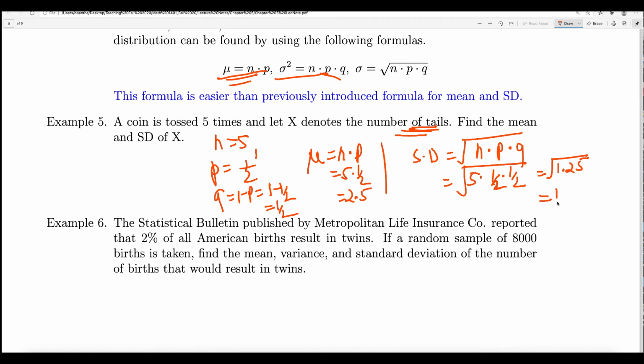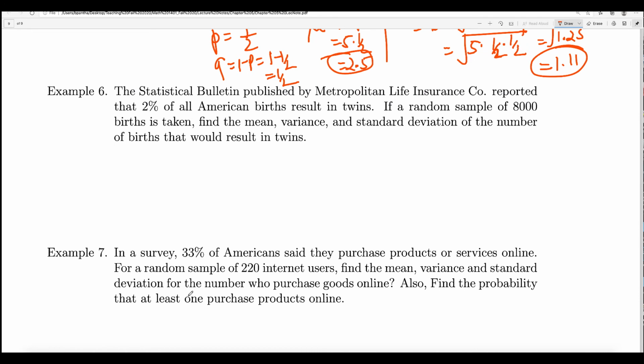The standard deviation is 1.11. This is one answer and this is another answer, right? Let us do example number 6. A statistical bulletin published by Metropolitan Life Insurance Company reported that 2% of all American births result in twins. So the probability of getting a twin is 0.02, 2%, right?